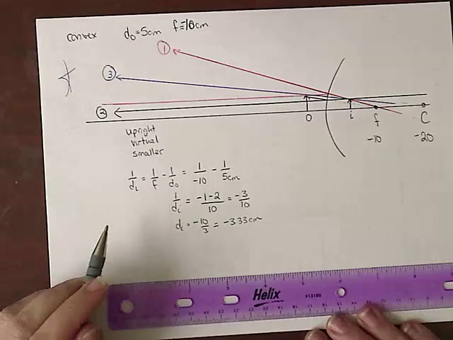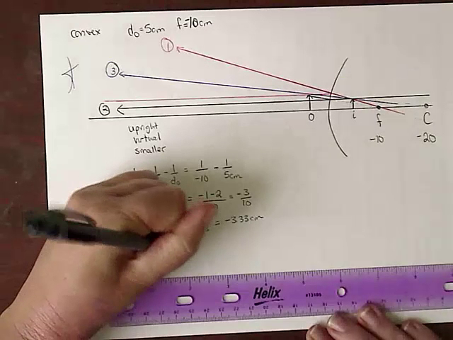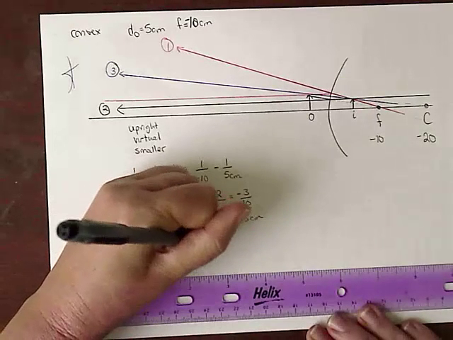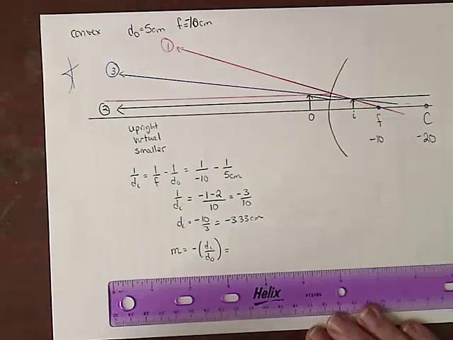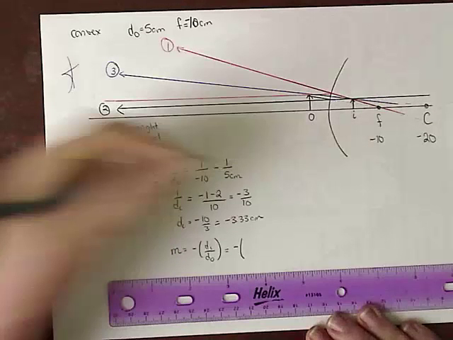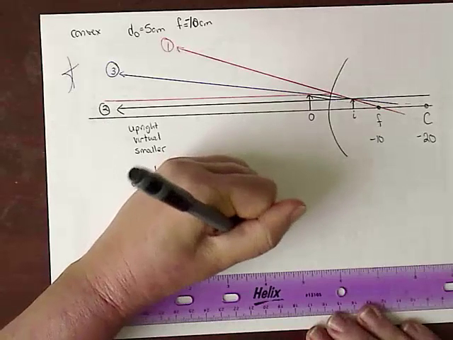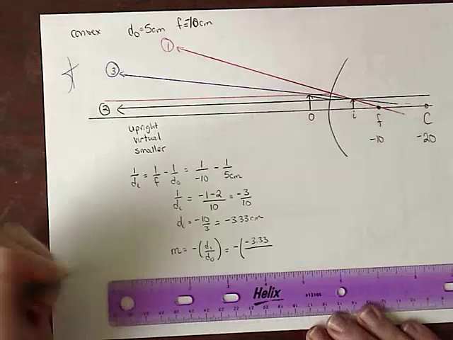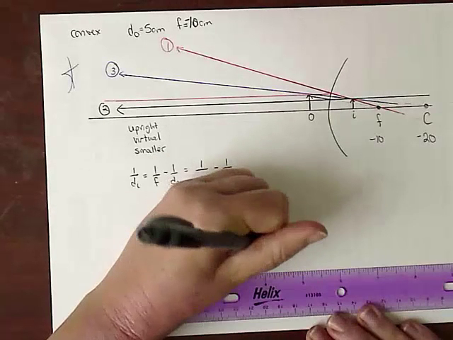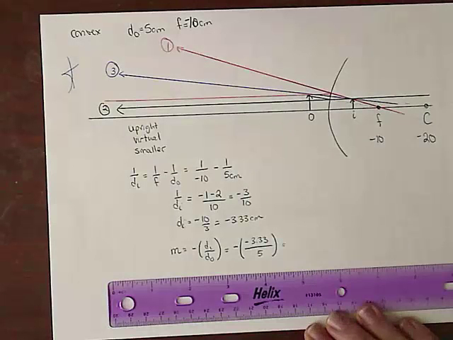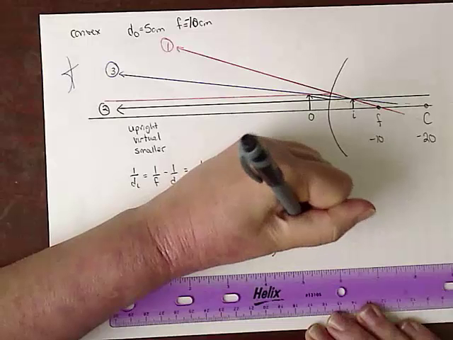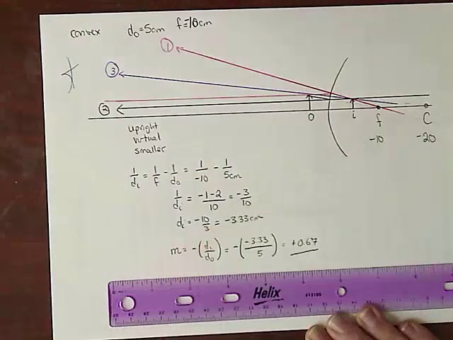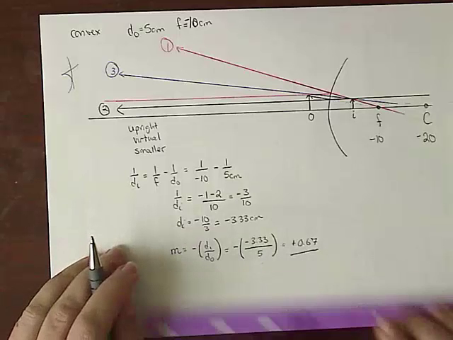Let's do the calculation of magnification. Magnification is minus di over do, and since this is upside right, we expect to get a positive number for the magnification. So if I put in my di as negative 3.33, my do as 5, I get that my magnification is plus 0.67. So it's 2/3 as tall as the object, and it's upside right. Okay, let's do the last case.